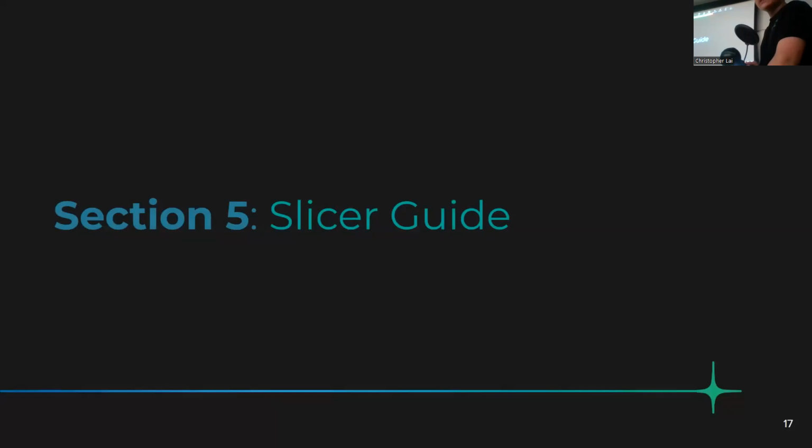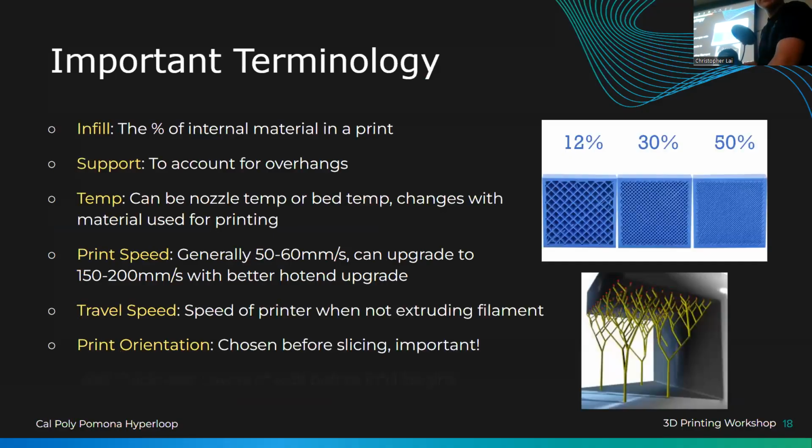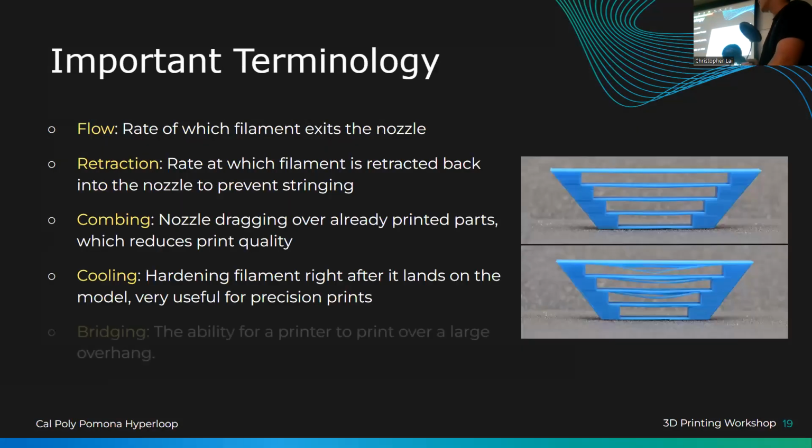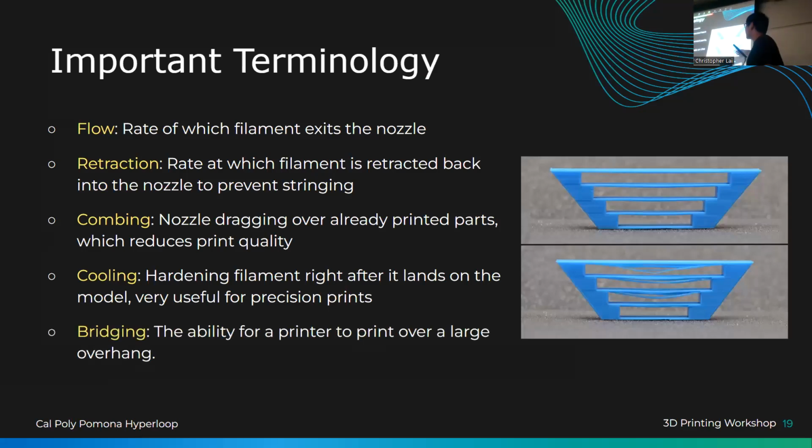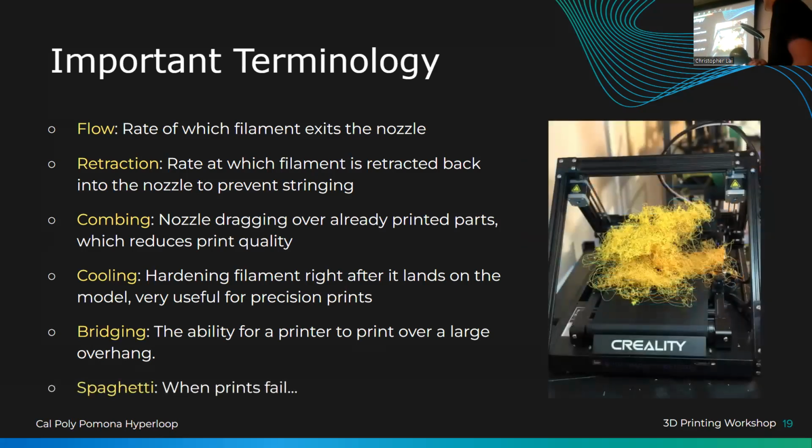Okay, I'm not going to go over the slicer guide too much because I know we're running low on time. But here's some terminology that you can look at later if you want. This is one of those overhang tests. It's pretty fun. Bridging, another art form. Bridges. I love this.